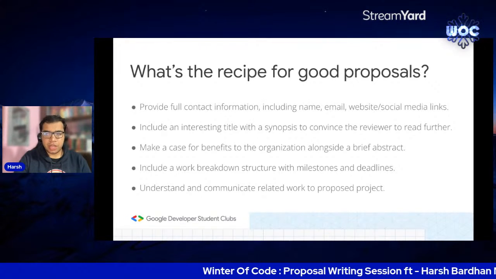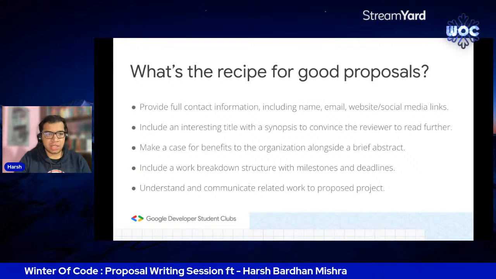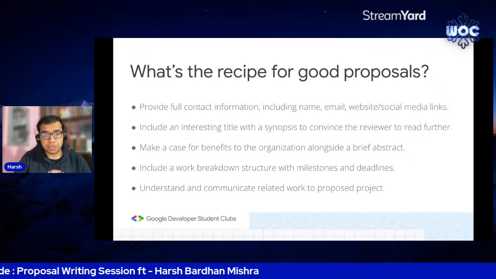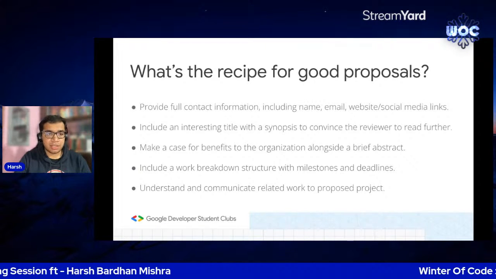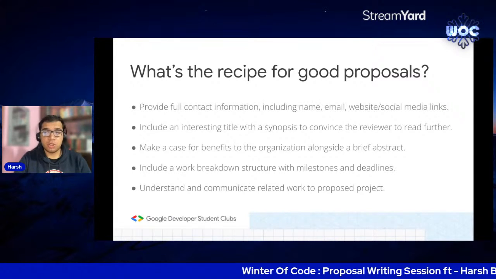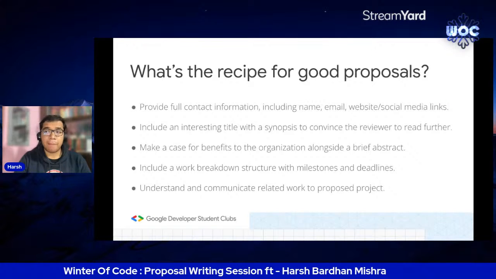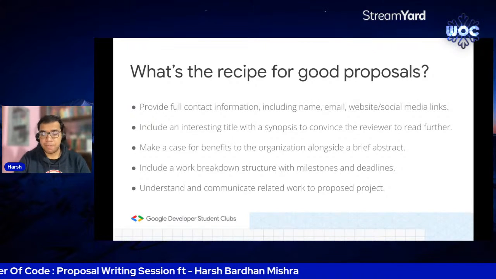So always make sure that whatever proposal you're writing, you try to give it an interesting and catchy title, and try to add a synopsis. It can be a 2 or 3 line description of the entire project idea, so that you can convince the reviewer that your proposal has some value and you can deliver a lot of value if you happen to get selected with this particular proposal.